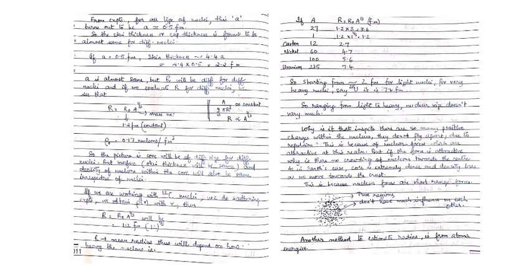This is one way of estimating your nuclear density through scattering experiments. There is another method to estimate nuclear radius, which we will see in the next lecture.